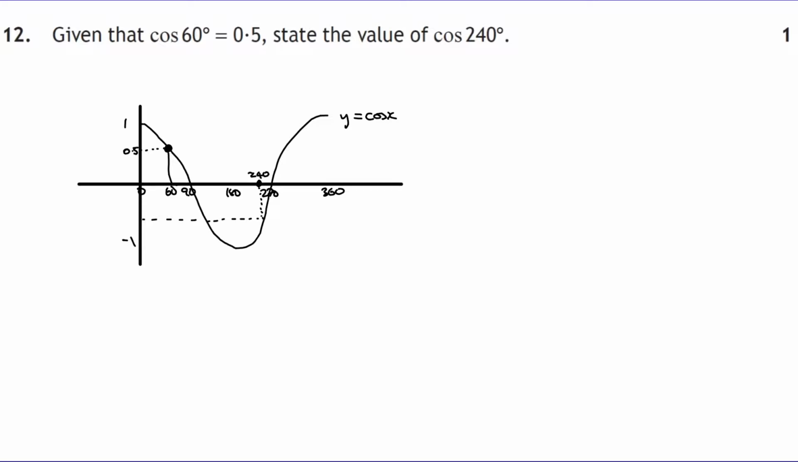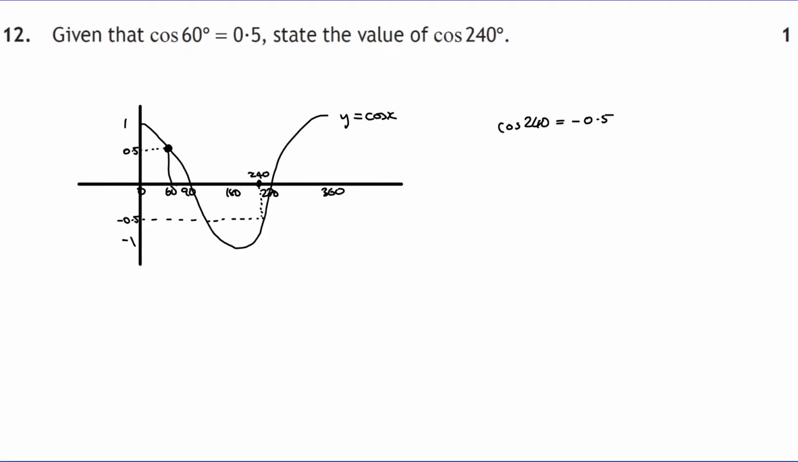Okay, now this is all to do with the symmetry. 30 degrees below 90 was 60, and cos of 60, the question gave us, was 0.5. 30 degrees below 240 is going to be the same value, but the negative value because it's below the x-axis, so it's going to be negative 0.5. So when it asks us for the value of cos 240, then that's going to be negative 0.5.